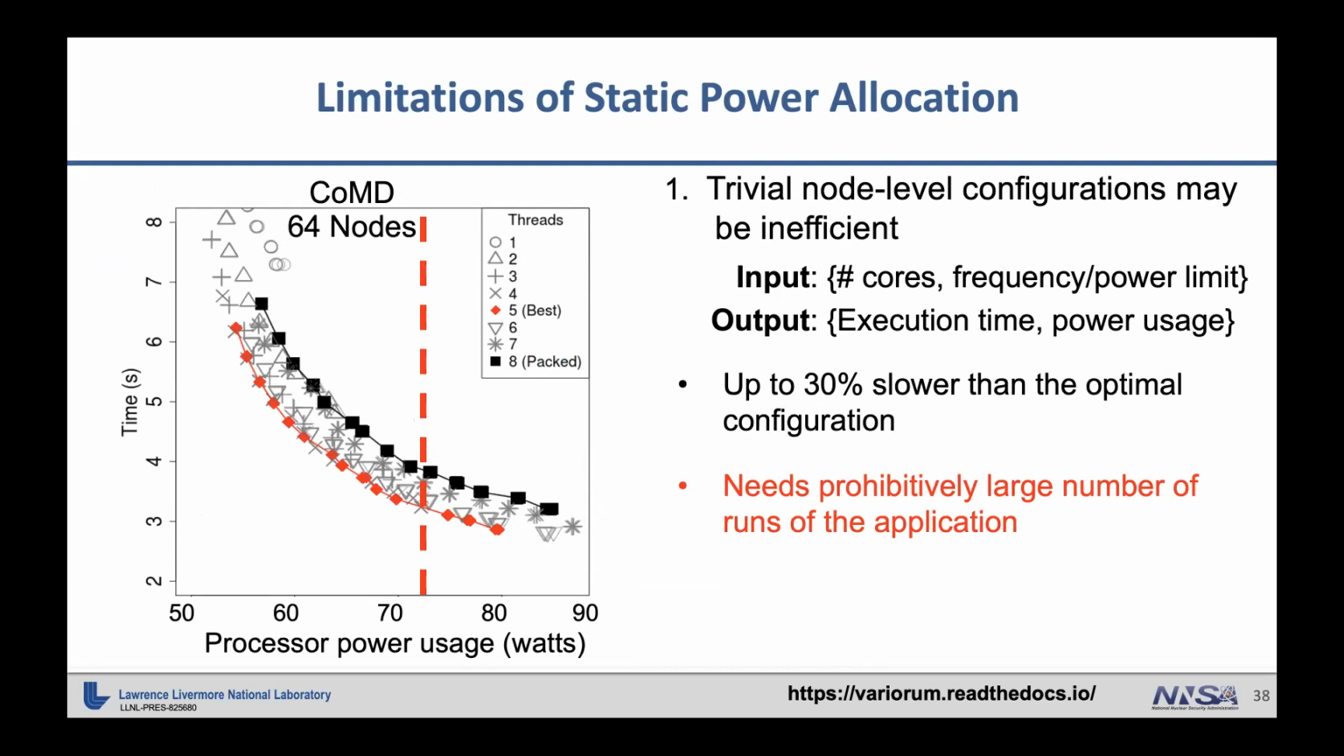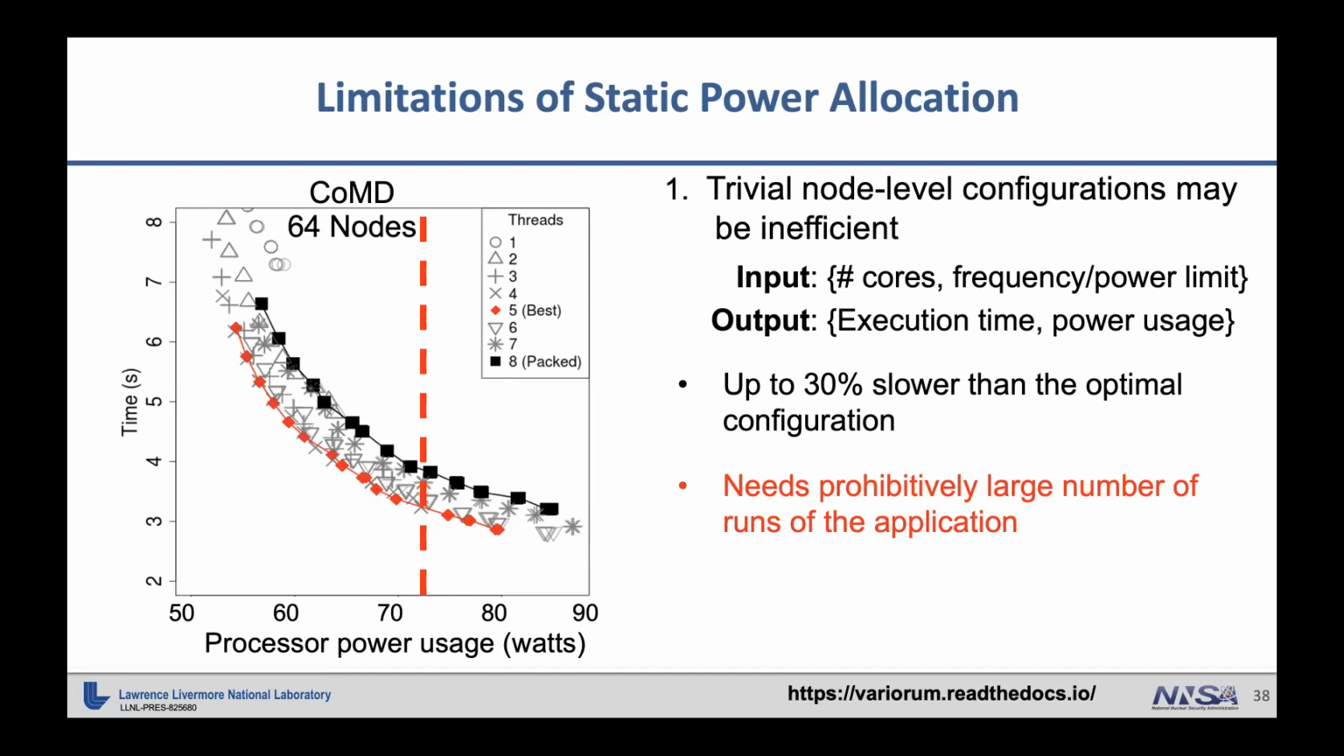So this is a scatter plot of execution time versus power usage. Different symbols show different thread counts. We collected exhaustive data for a computation region of an application called CoMD. Each data point shows one run of that computation region.